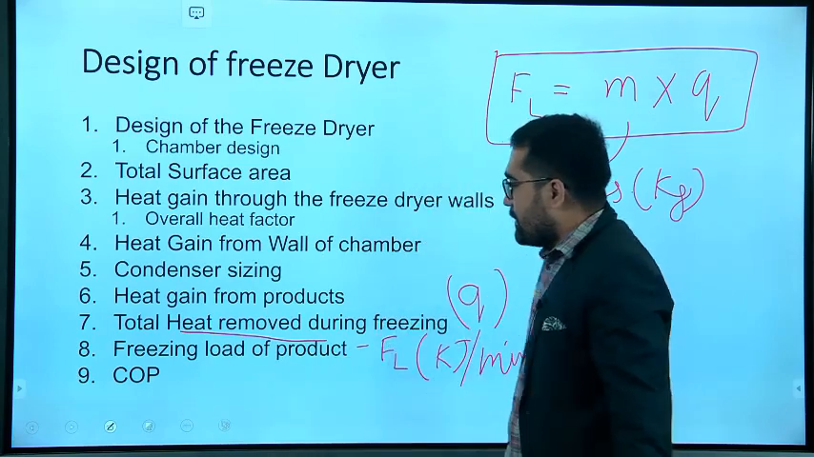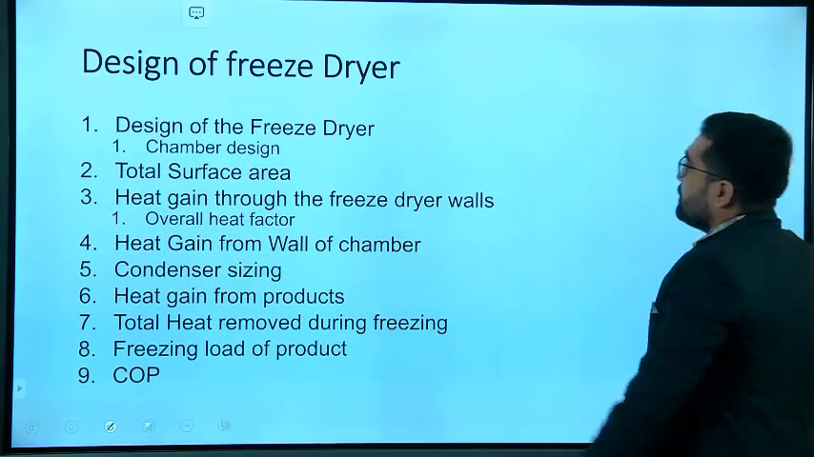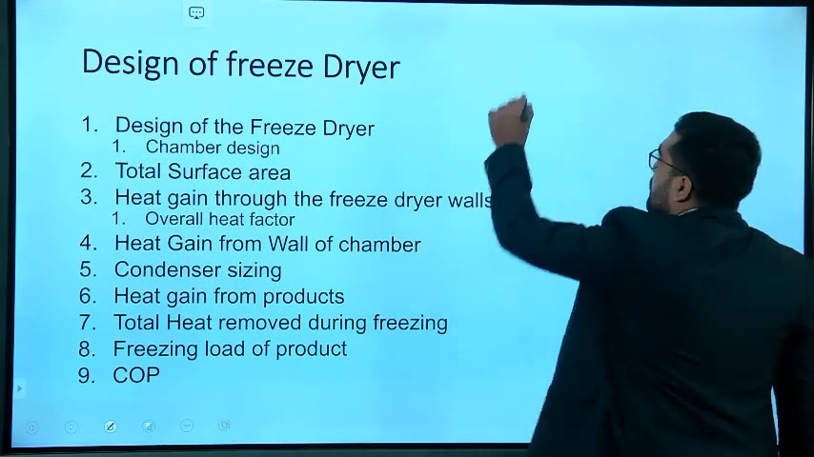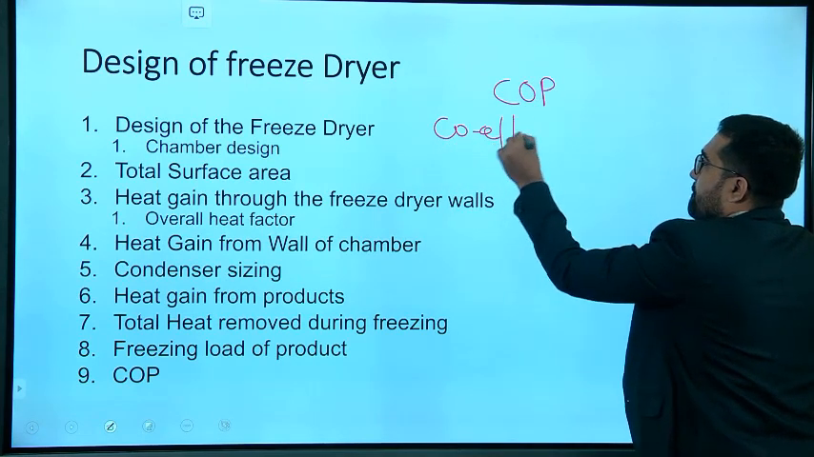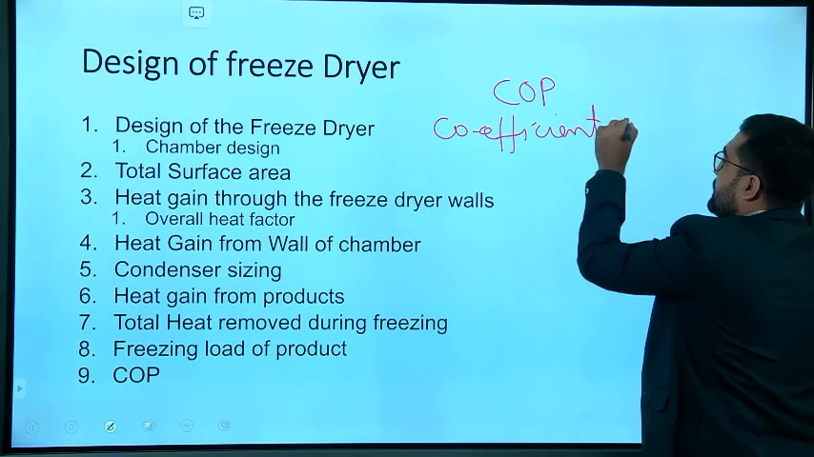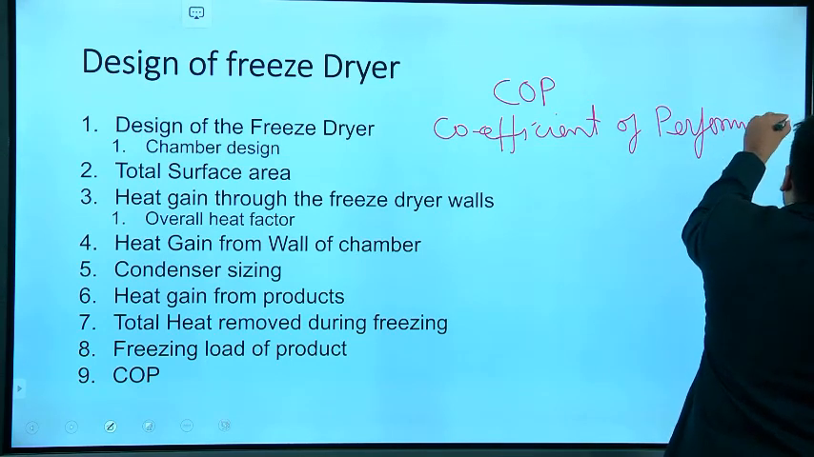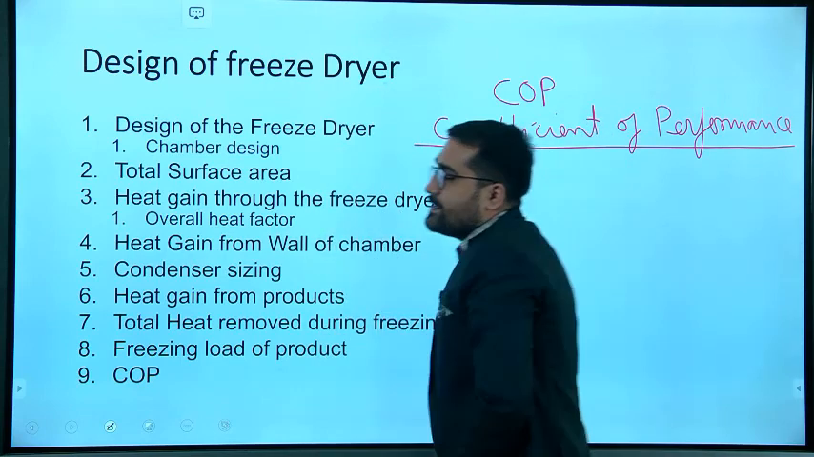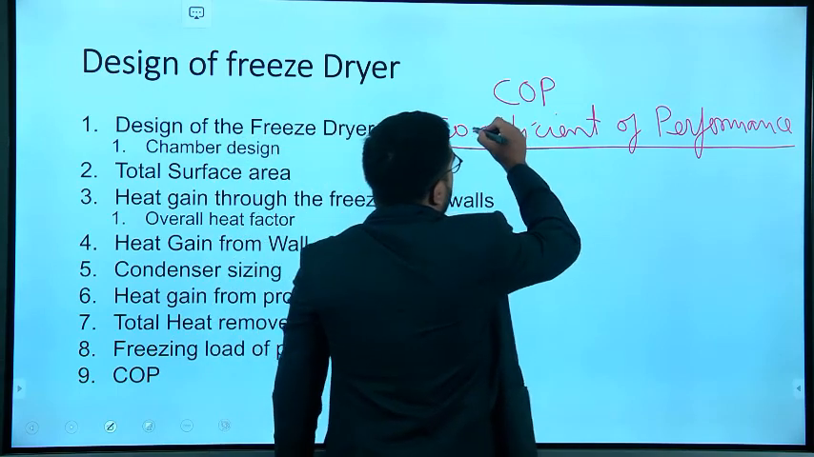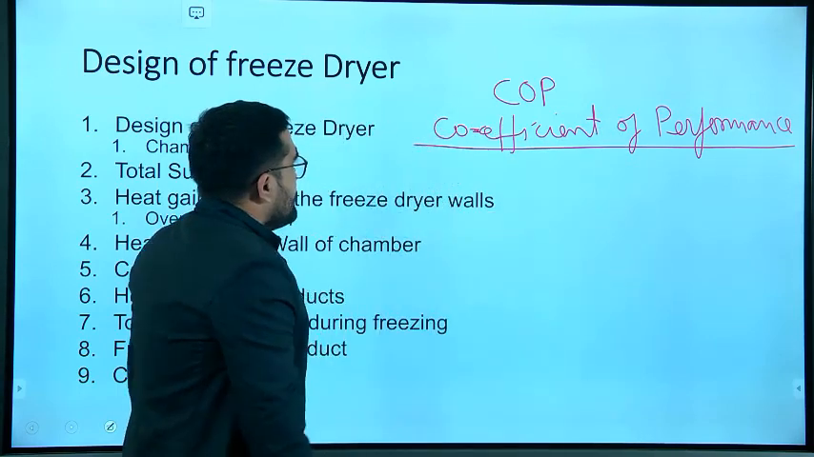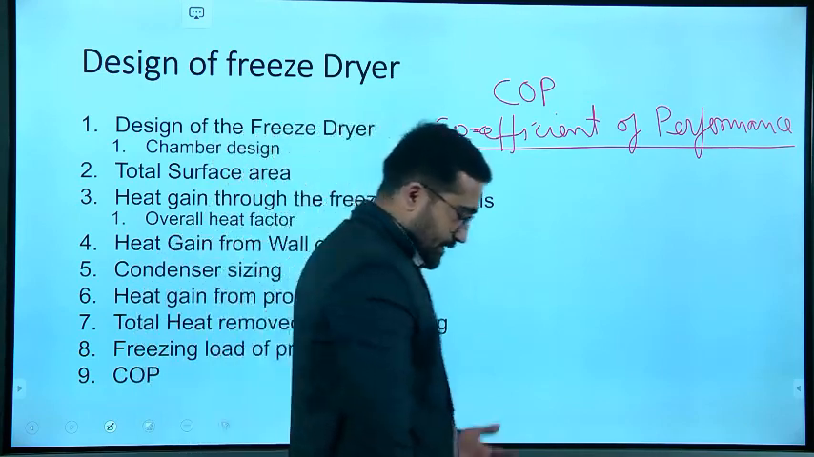After that we will find out the COP, which is nothing but the coefficient of performance. In case of a heat pump or freezing, we find out the coefficient of performance of any dryer or freeze dryer. What do we mean by coefficient of performance? It means how efficiently our system is working. The higher the COP, the better the efficiency of our system.